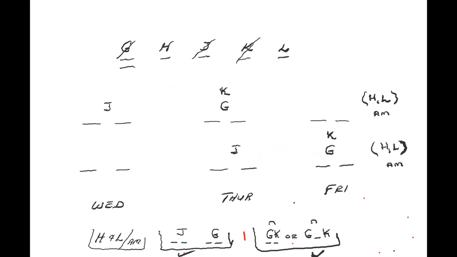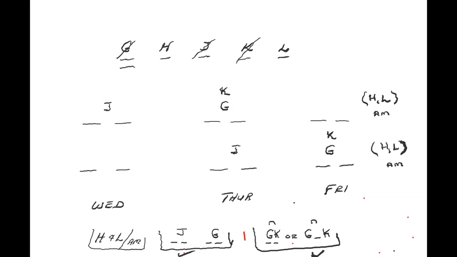How about can J and K be together? Well, yeah. I mean, this K can just flip right over here, right, and join the K. So that's not the answer. Because we're looking for who cannot be together, not who can be. How about K and H? Can K and H be together?